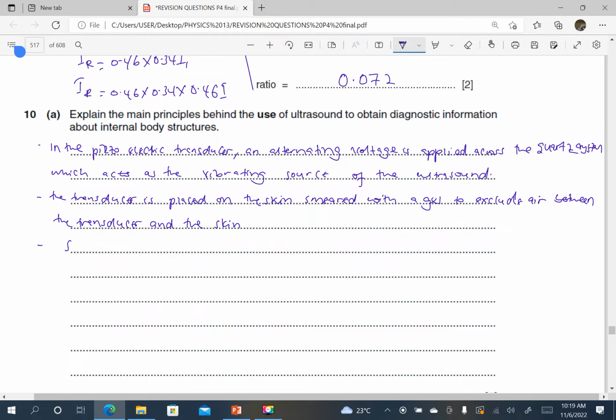Then short pulses of ultrasound are sent into the body where they are partially transmitted and partially reflected.